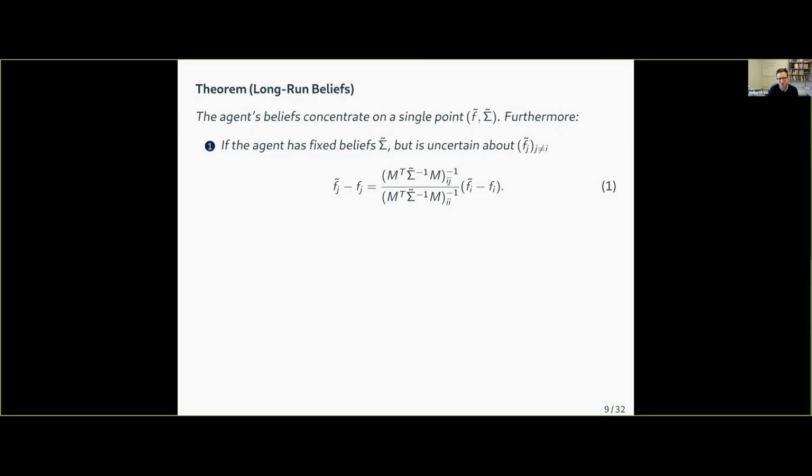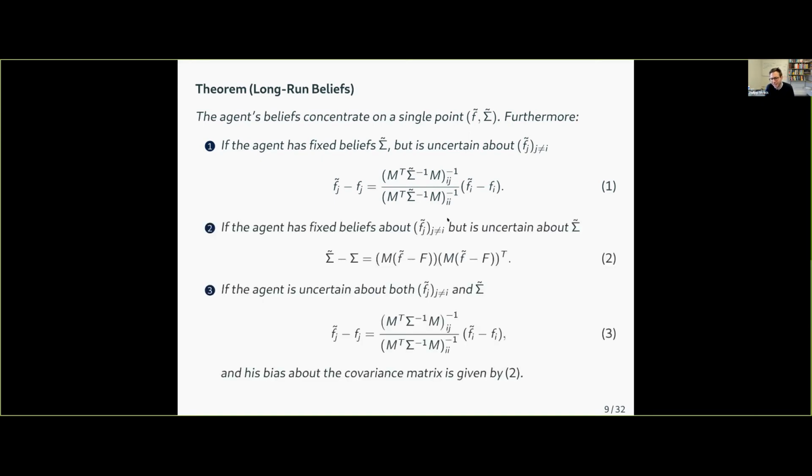It's not important what the formula is, but the important point here is that you can find a formula exactly telling you what these long-run beliefs are. And there's three different scenarios. In any case, the agent is going to believe in a single data generating process in the long run. If the agent believes to know the correlation structure and only wants to learn about the fundamental, you get some formula, and you similarly get formulas for the other cases, where the agent believes to know the fundamental and wants to learn about the correlation structure, or the agent is uncertain about both.